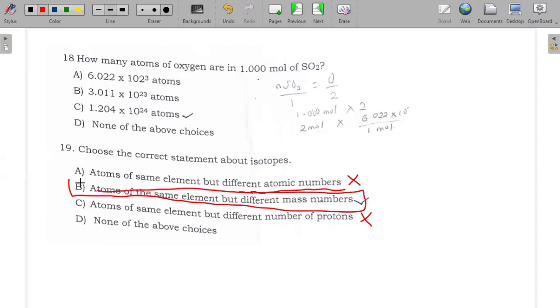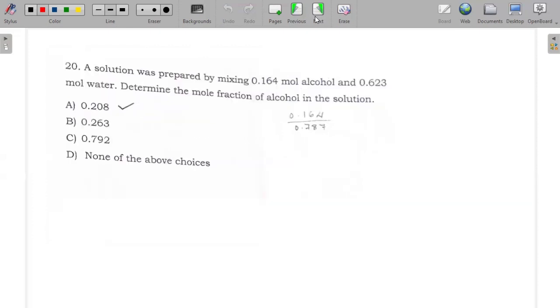They are atoms of the same element but they have different mass numbers. Why? Because they have different number of neutrons. So we're going to pick B there. And then let's look at the last question, which is question 20 from section A.